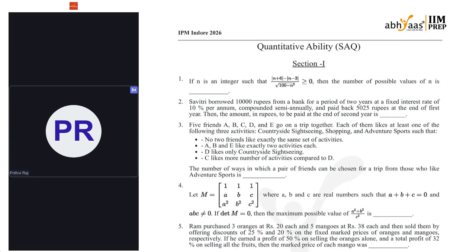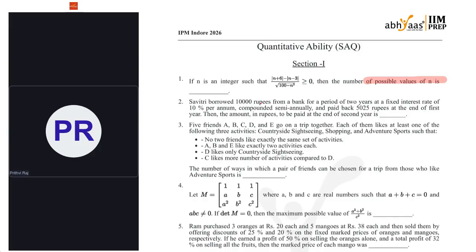Coming to the first question: n is an integer such that (|n+6| - |n-3|) divided by root over (100 - n cube) is greater than or equal to 0. Then the number of possible values of n. Similar types of questions have been dealt with many times in our mocks, and there are a number of questions in the present paper asking the number of possible values of x. I have personally covered those types of questions in our mocks, so whoever has done them with us can easily solve this.